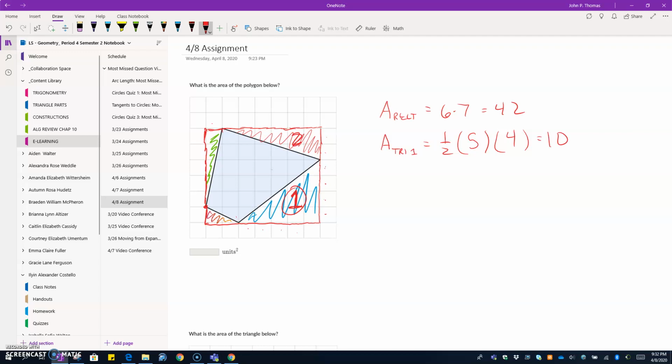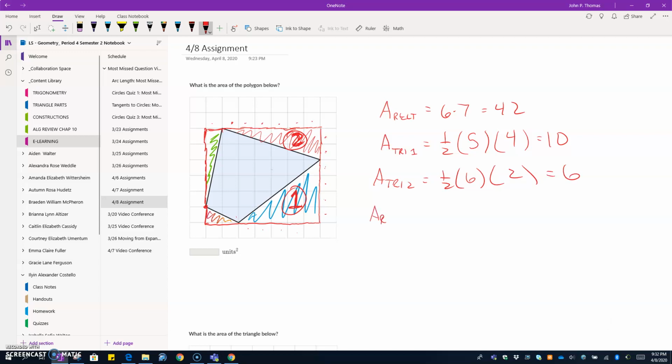Now I'm going to go to triangle 2 up here. The area of triangle 2 is going to be 1/2 base times height. I'm going to do the base as the long side, so I've got 1, 2, 3, 4, 5, 6. So base is 6, height is 2. That's going to be an area of 6.